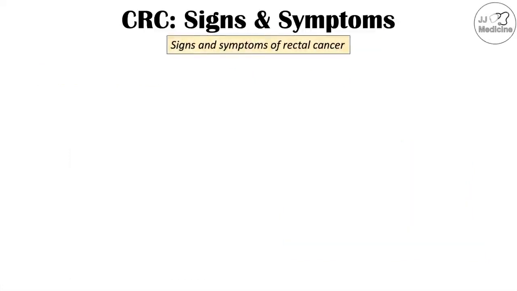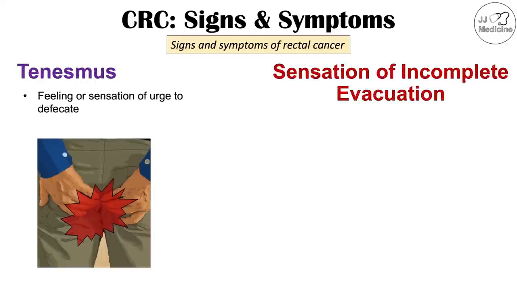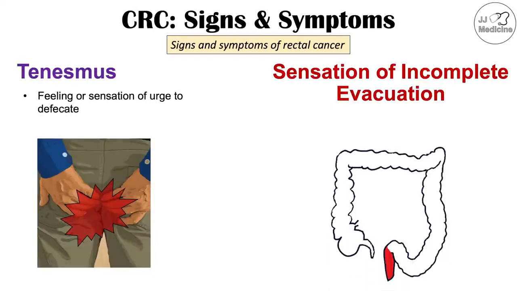And then there can be some signs and symptoms of rectal cancer. These include tenesmus. So tenesmus is a feeling or sensation of urge to defecate. And then there can also be a sensation of incomplete evacuation. So you can imagine that if there's a large tumor in the rectum, the patient can sense this, and they may feel that there is something there, that there's an incomplete evacuation. So this can be very important to recognize as well.